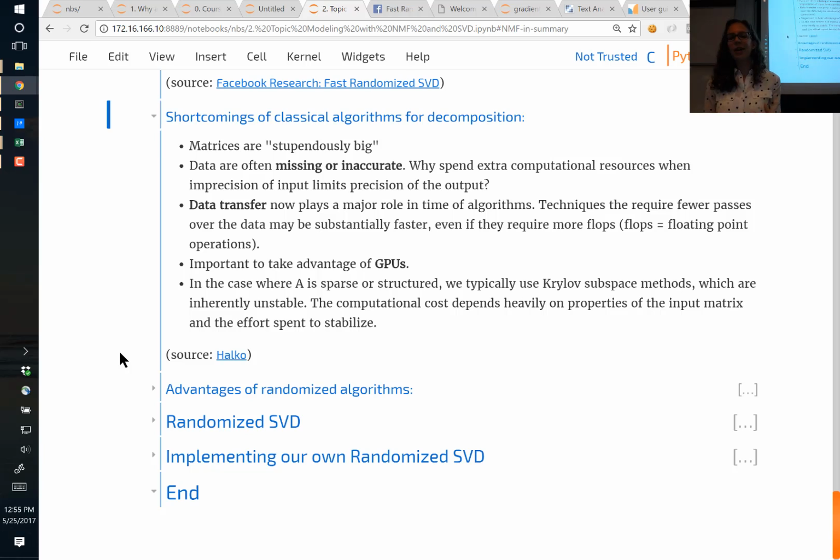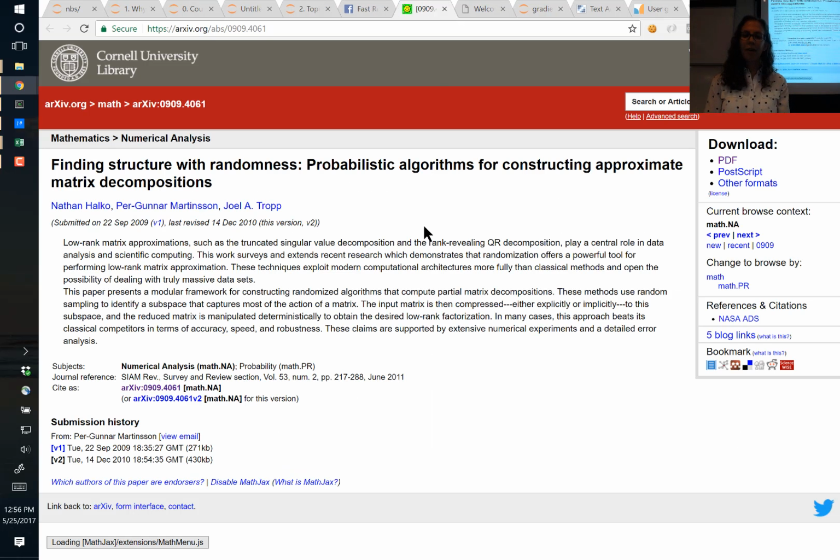And then a lot of the methods that are used on sparse or structured matrices are unstable. And we'll be getting to Krylov subspace methods later. But the computational cost ends up being more about what you're doing to stabilize your algorithm as opposed to the actual algorithm you're doing itself. And I'm going to highlight a paper that we will be seeing a fair amount of, and that is a really nice paper, Halko, Finding Structure with Randomness. And it's about using probabilistic techniques.